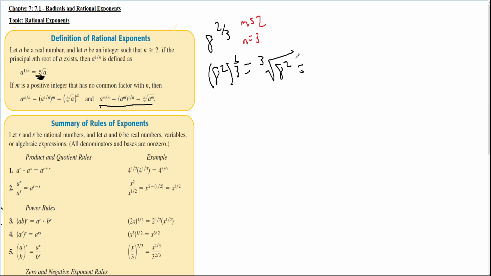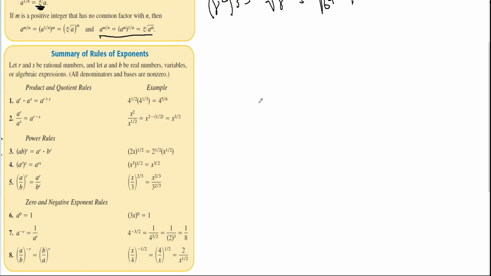So now I can evaluate this. 8 squared is 64, so I'm taking the cube root of 64, which is equal to 4, because 4 times 4 times 4 will give me 64, okay? So that's how we use our definition. We'll be seeing that a lot in future examples.